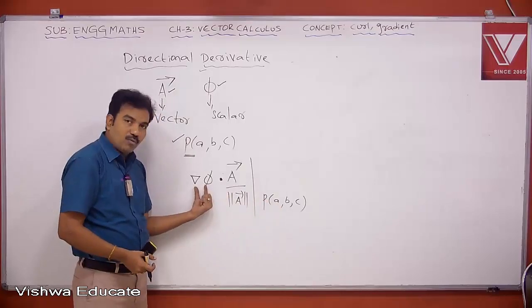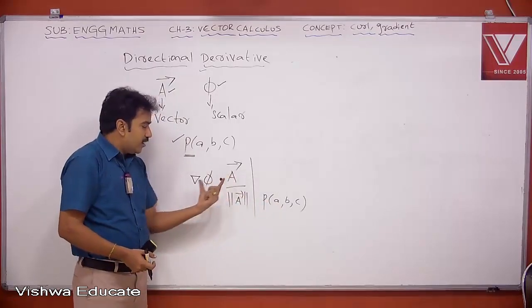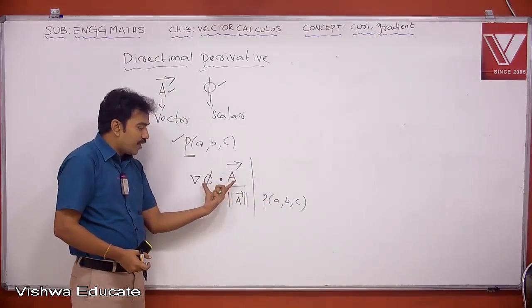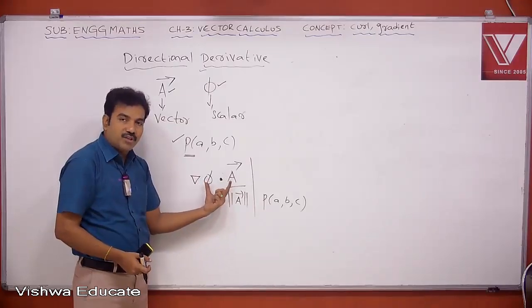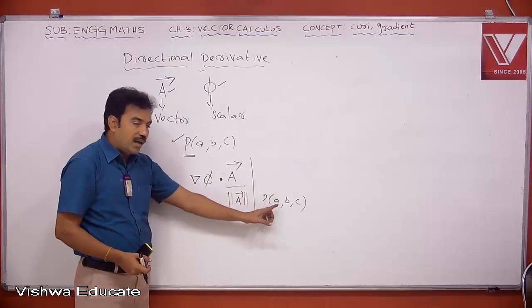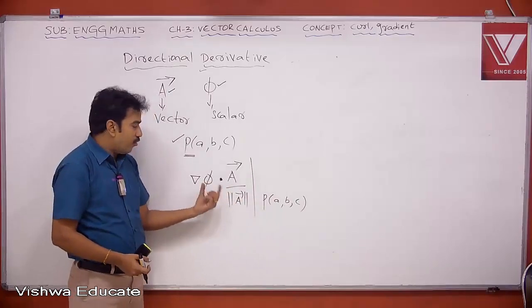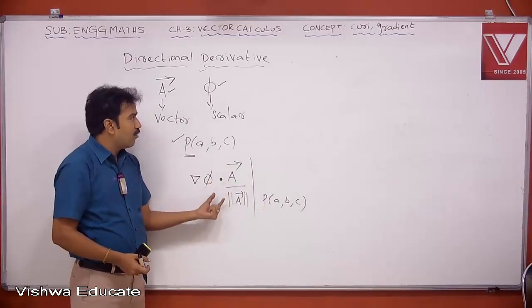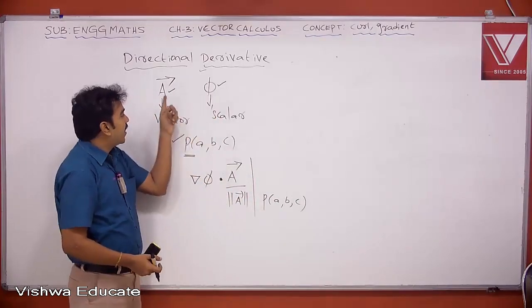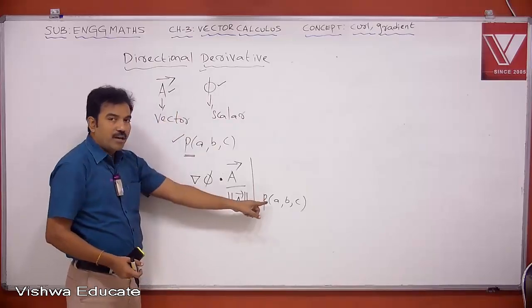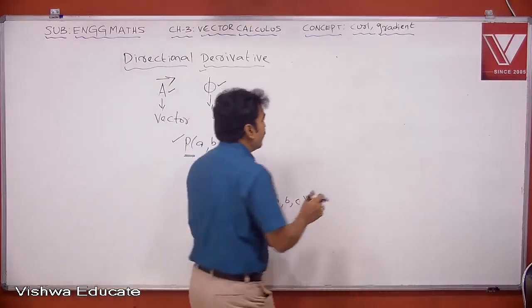This is a vector, and this is a vector. So apply the dot product between two vectors. You get a scalar in terms of x, y, z. Replace x by a, y by b, z by c. You get a constant. Therefore, this is called the directional derivative of the scalar phi in the direction of A bar at the point P. Let us take an example.